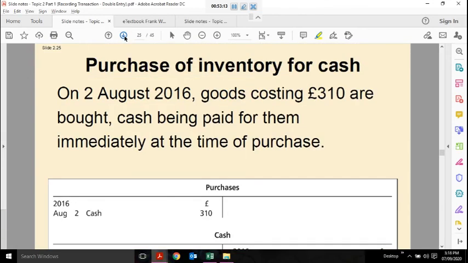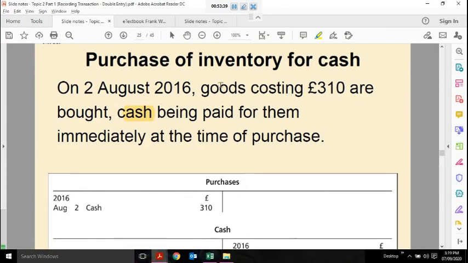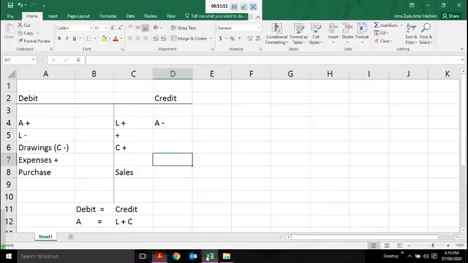Okay, next. Purchase of inventory for cash. Just now you owed the party, meaning you buy on credit and pay later. So now what about if it's based on cash? For example, on 2nd August 2016, goods costing 310 are bought, cash being paid. So this is the form of settlement, being paid for them immediately at the time of purchase. So when you purchase, your inventory increases, therefore you should record it in the purchases account. When the purchases account increases, you record it on the debit side here. So it applies this concept.